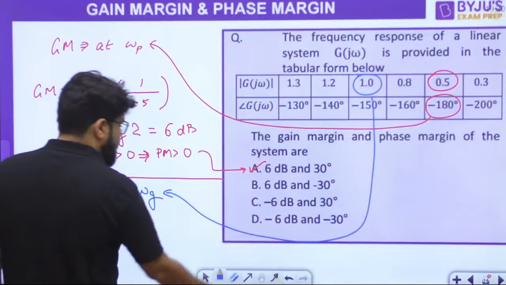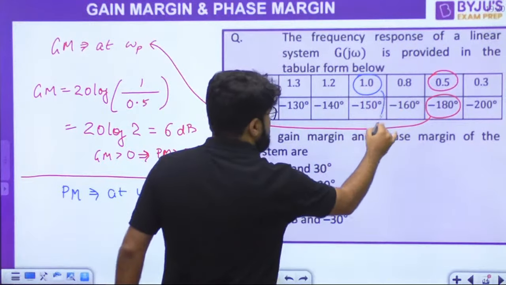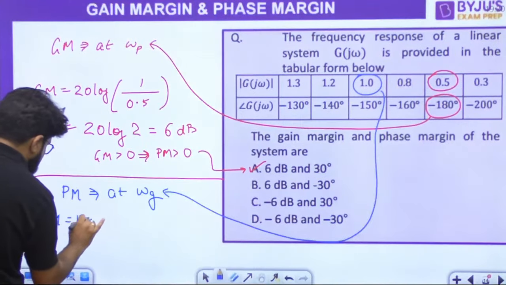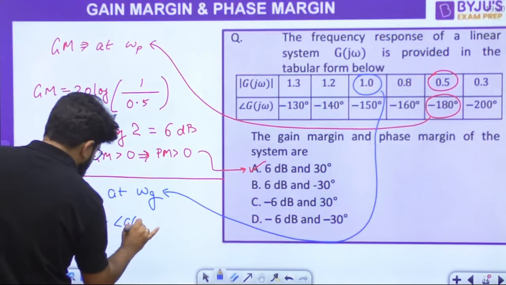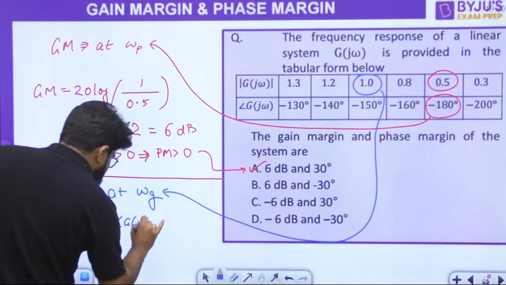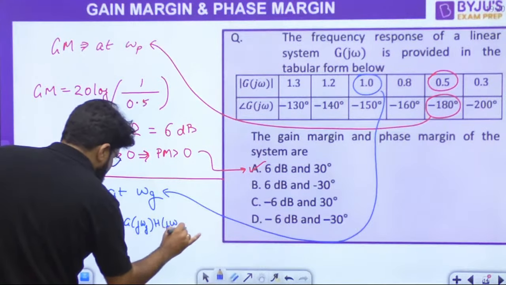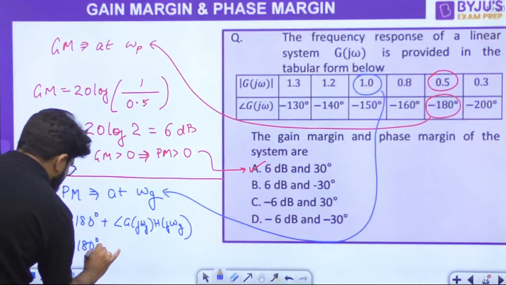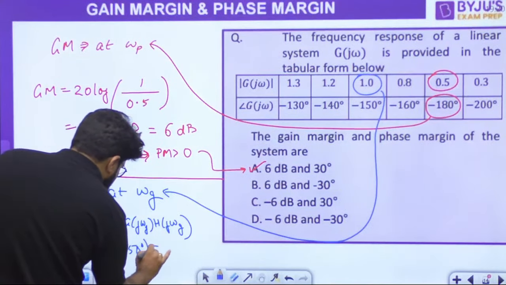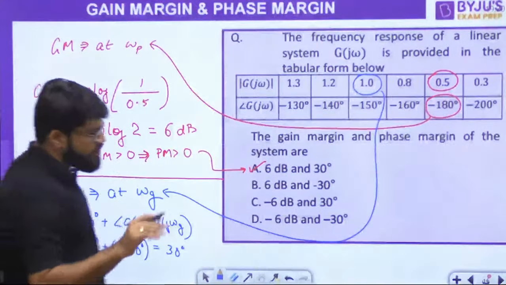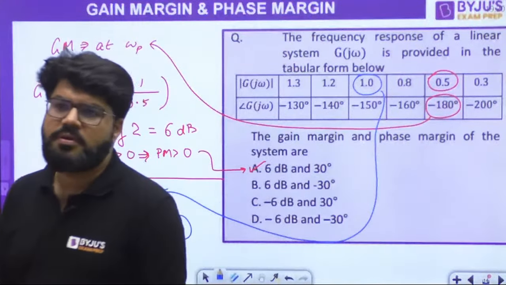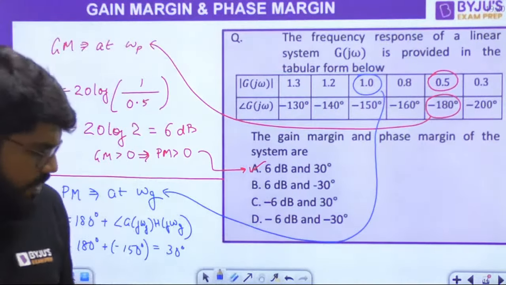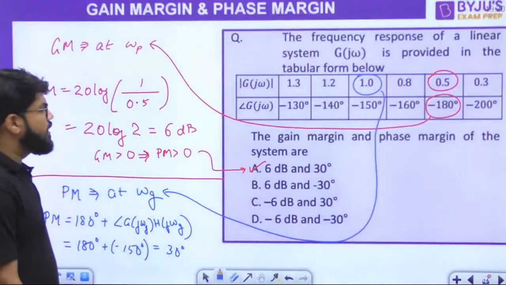Then what is the phase margin formula? The formula for phase margin is 180 degree plus angle of G(j omega g) H(j omega g), 180 degree plus the phase at that frequency. So it is 180 degree plus minus 150 degree and the answer is 30 degree. As we have already matched the option, but this is how we can relate both. 100% Srinath, yes. Okay, cool. Next one, guys, moving ahead to the next question.